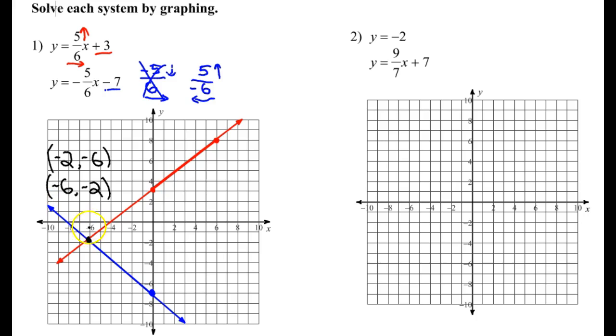Yeah, so it's always x, right? Then y. So -6 comma -2. The order is important.